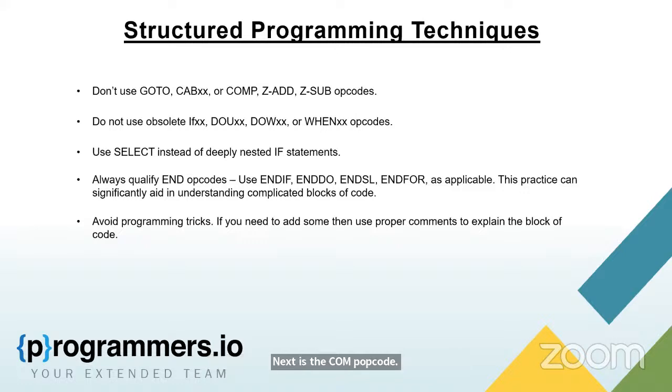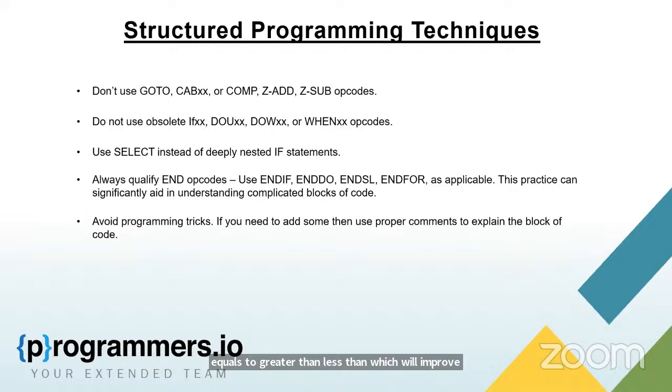Next is the COMP opcode. This opcode is often used for comparing data, but it can lead to type-related errors and make the code less readable. It can also complicate data handling and increase the likelihood of logical errors if data types are not properly managed. Instead, we can simply use the built-in functions or the clearer comparison operators, such as equals to, greater than, less than, which will improve readability and maintainability.